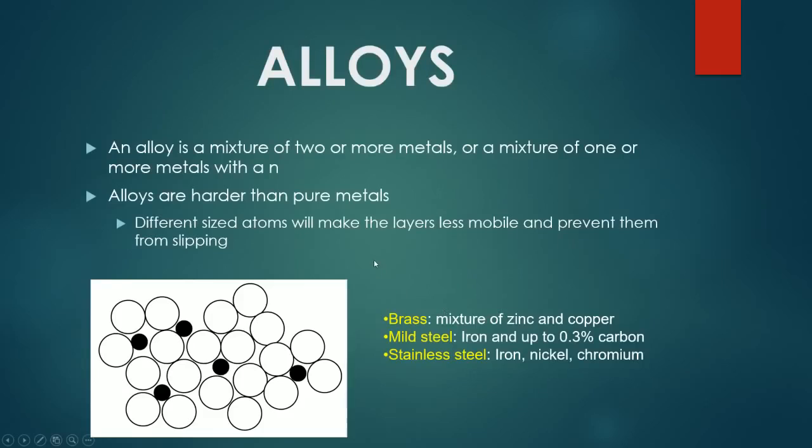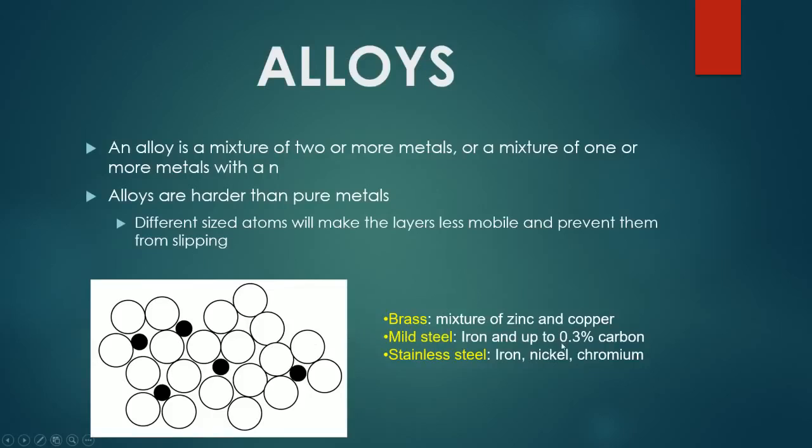Alloys are basically a mixture of two or more metals, or a mixture of one or more metals with a non-metal. Sorry, this is meant to be non-metal. And so alloys are harder than pure metals, and the reason for that is because in an alloy, you have different sized atoms, and that will make the layers of the metallic structure less mobile, therefore preventing them from slipping. So this is basically a diagrammatic representation of what an alloy might look like. You can see that there are various different atoms going on here, and the structure is obviously a bit less regular than a normal metallic lattice, and therefore the alloy is harder in structure than a pure metal.